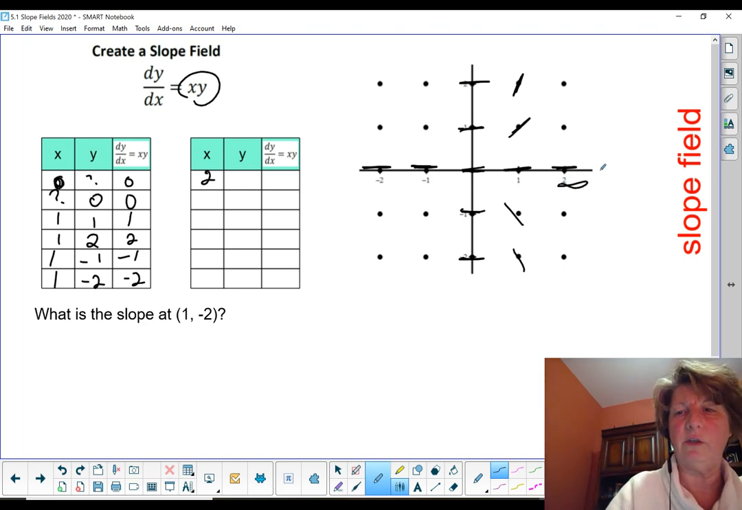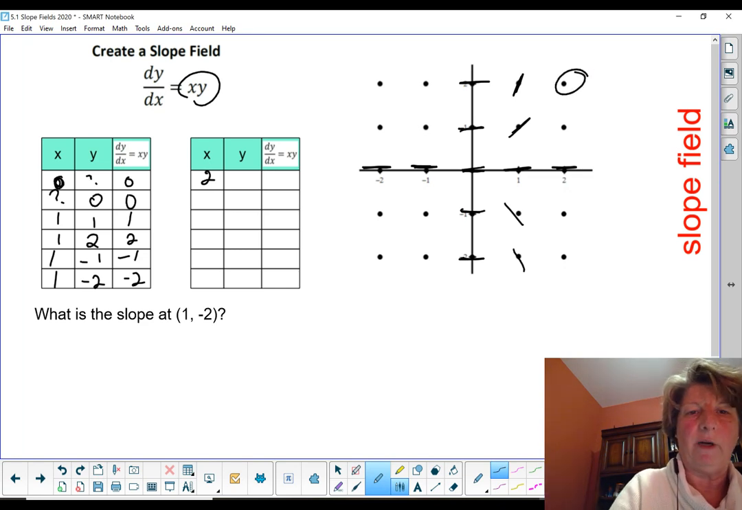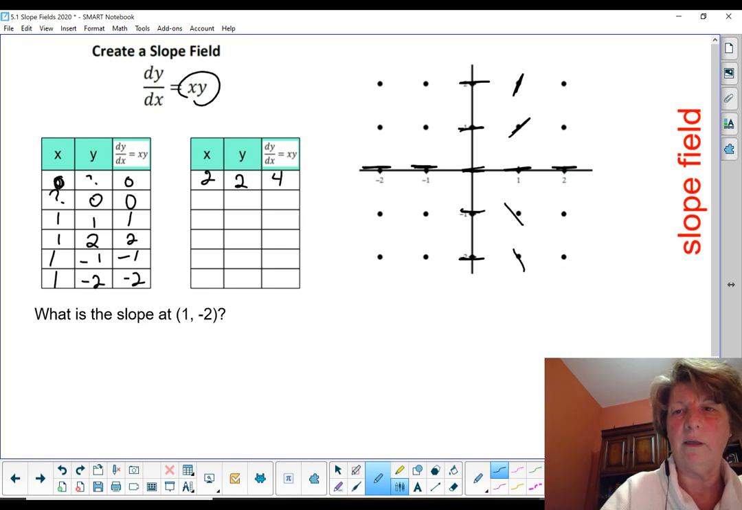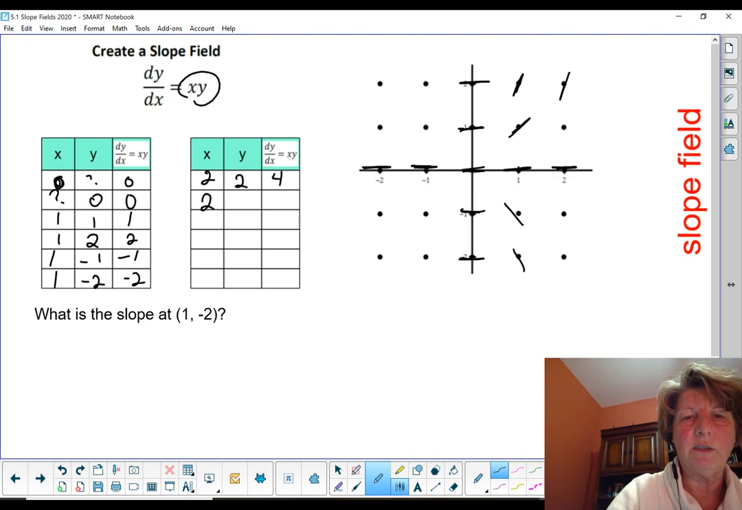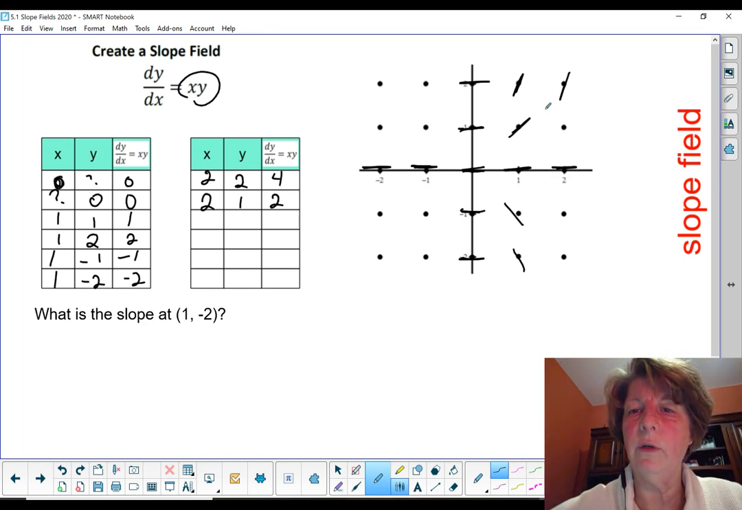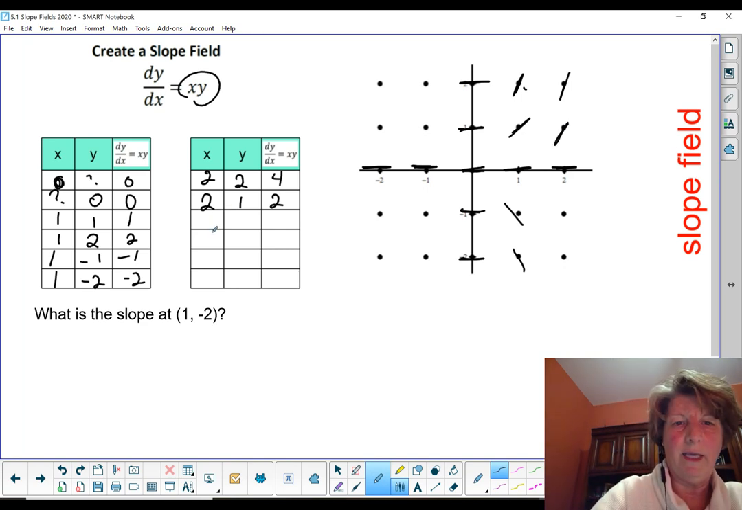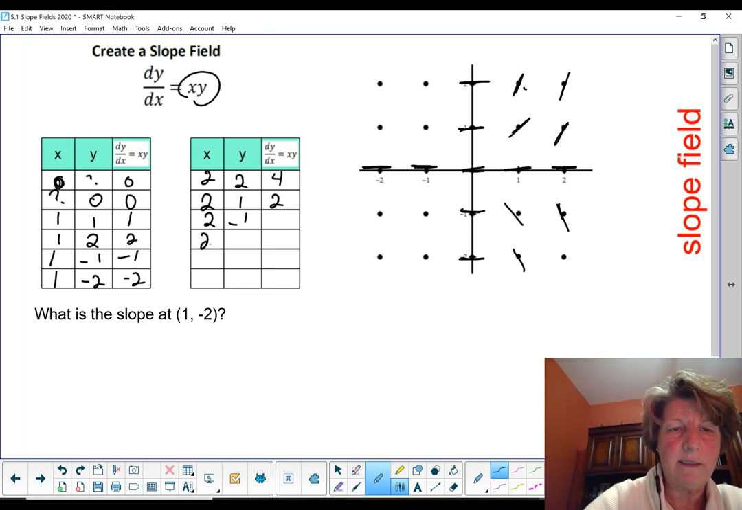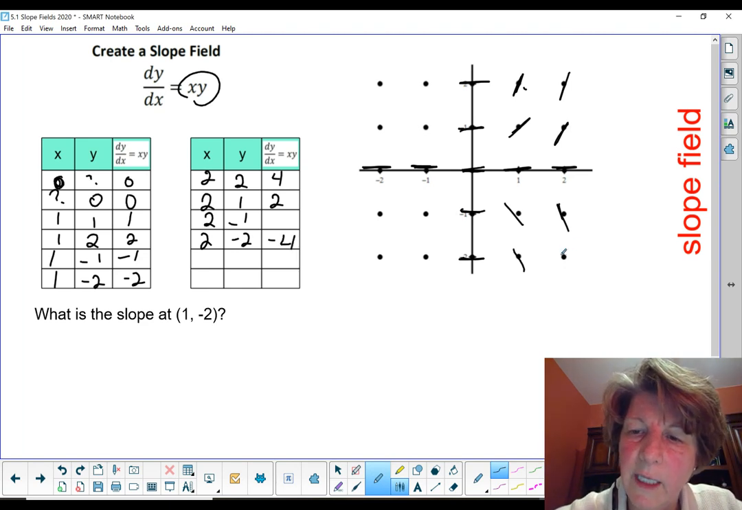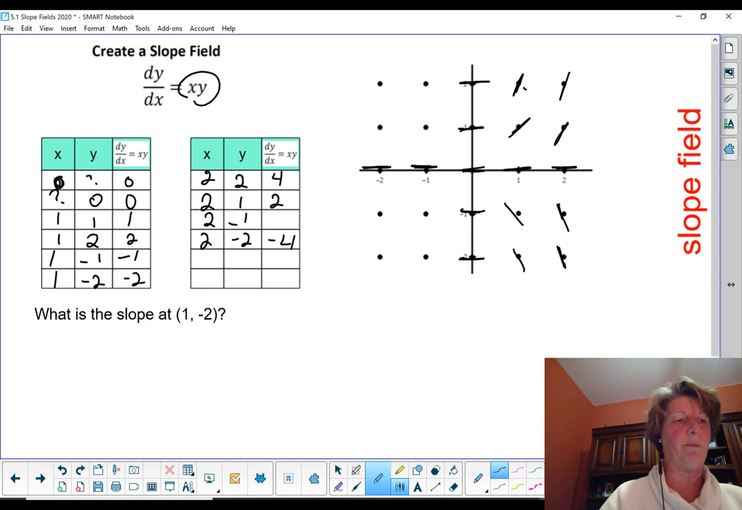When x is 2, and I'm going to go for this point here. When x is 2 and y is 2, that'd be 2 times 2, I would get a slope of 4. Okay, a steep slope of 4. When x is 2, y is 1, I get a slope of 2. I should be kind of matching that slope. When x is 2 and y is -1, I'm going to get a -2 slope. When x is 2, y is -2, I get -4 slope.